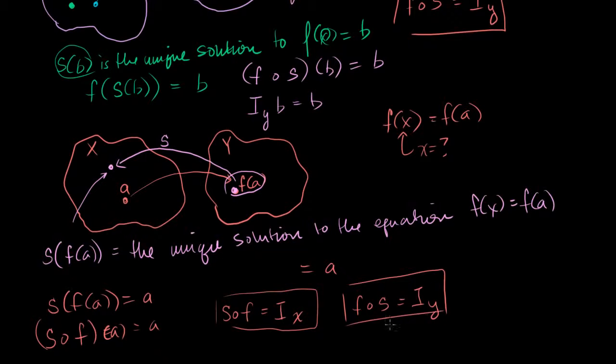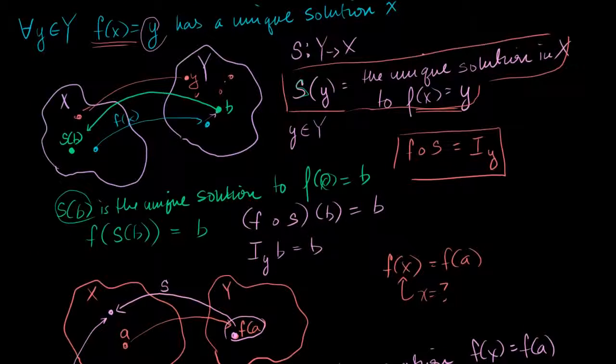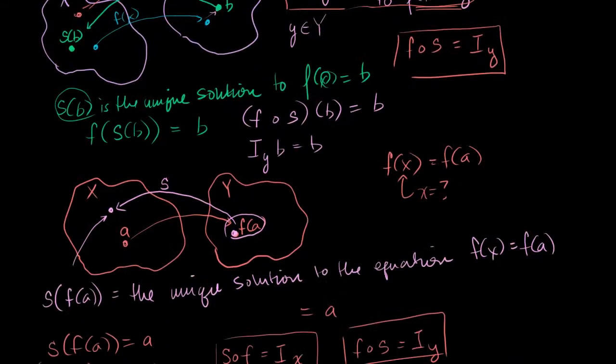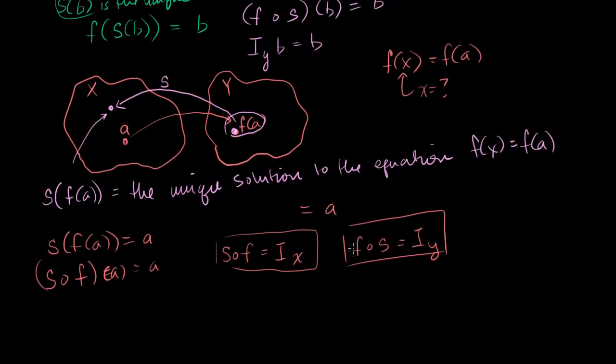And s clearly exists because I constructed it, and we know it's well defined because for every y here, there is a solution to this. So given that I was able to find, for my function f, a function for which these two things are true, this is by definition what it means to be invertible. So this means that f is invertible.